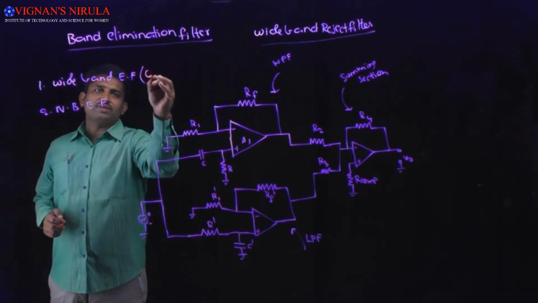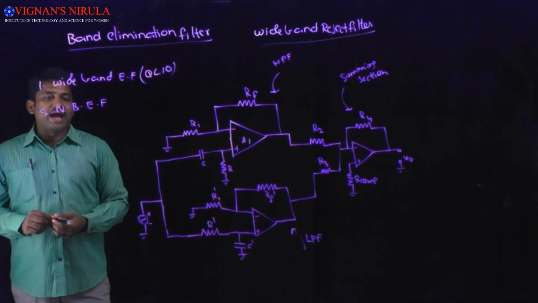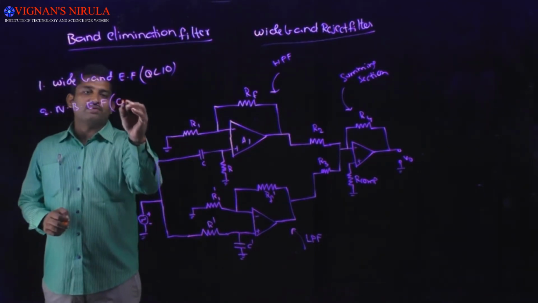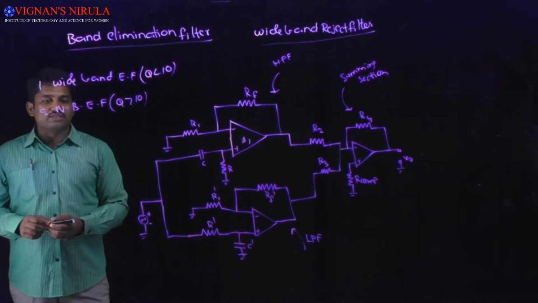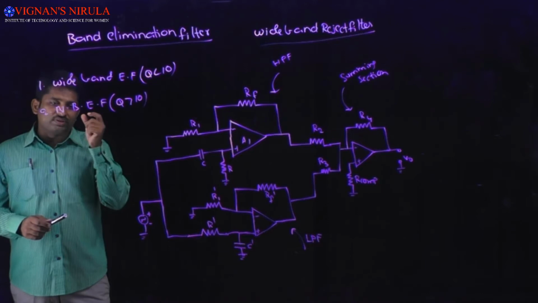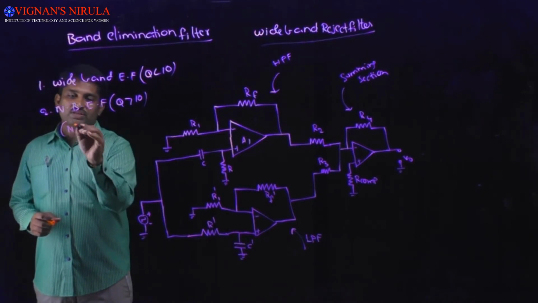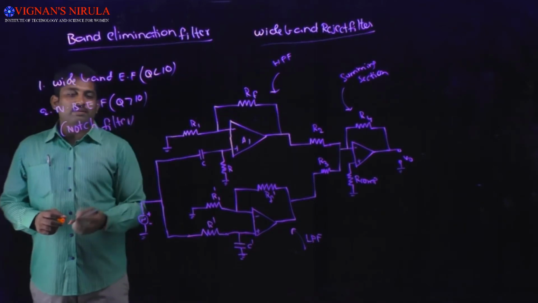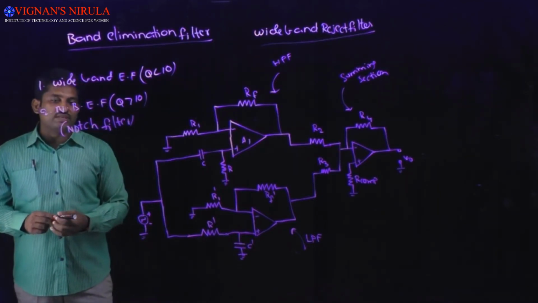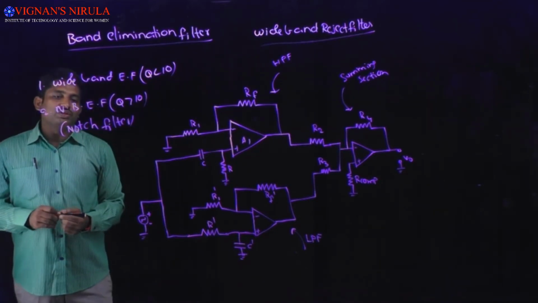If the Q value is less than 10, then it is treated as a wide band elimination filter. If the Q value is greater than 10, then it is treated as a narrow band elimination filter. The bandwidth of the narrow band elimination filter is a very small value, and the narrow band elimination filter is also called a notch filter. The wide band elimination filter bandwidth is high when compared with the notch filter.